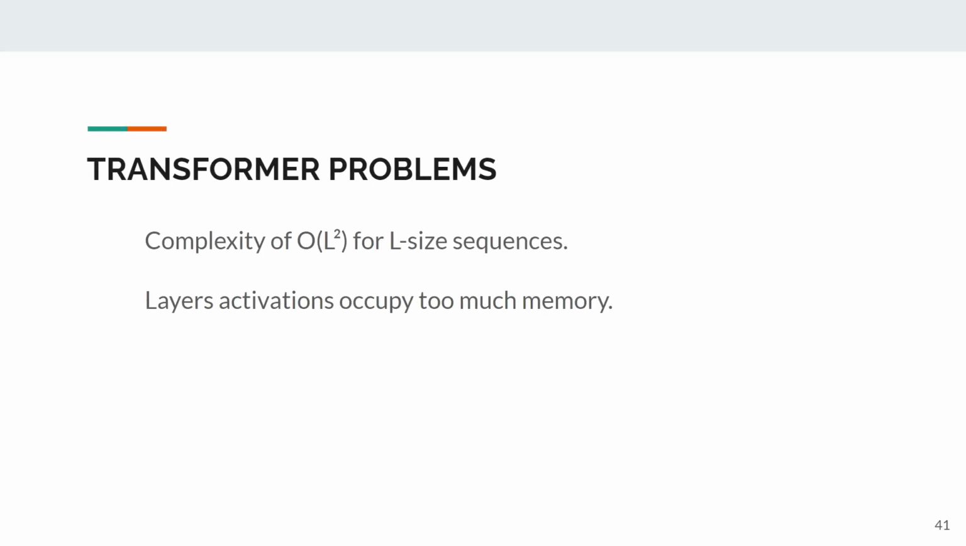However, the transformer has two major problems. The first is that the complexity of the transformer is quadratic, and the second problem is that the layer's activations occupy too much memory. These activations are the inputs and outputs of each attention layer that are stored in memory and that are used during backpropagation for gradient computation.